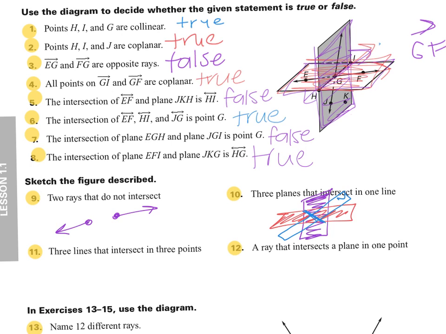Number 11, 3 lines that intersect in 3 points. So let's say I have a line going here, and a line here, and a line here. These would be 3 lines that intersect in 3 points. 12, a ray that intersects a plane at 1 point. So I've got my plane. Let's shade it in a little bit. And then I've got a ray that intersects at 1 point. So if I've got a ray, single endpoint, it's going to hit this plane and then come out on the other side. And that would be intersecting at 1 point.